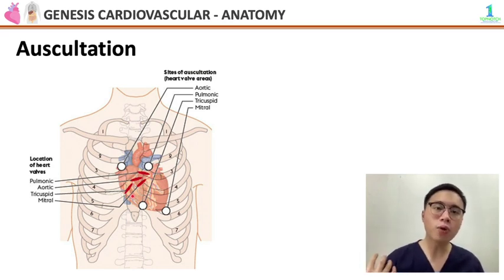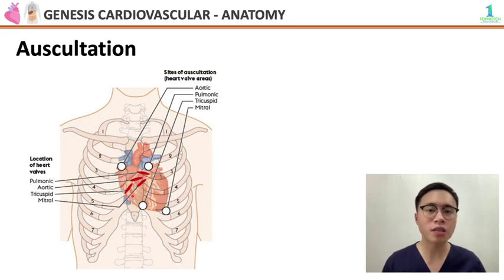So, when we want to appreciate some murmurs coming from the aortic valve, so to speak, we want to place our stethoscope over the second intercostal space, right parasternal area. This one, okay? Paano naman kung gusto natin marinig pulmonic valve, no?